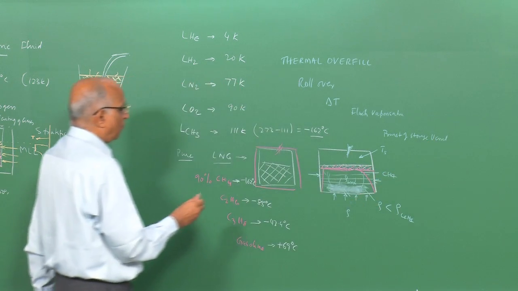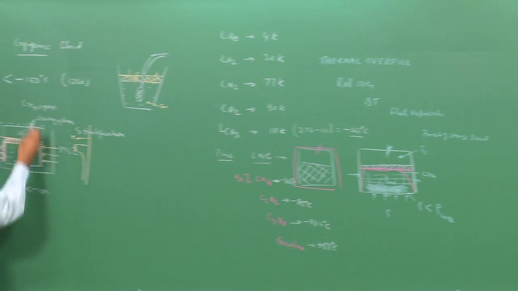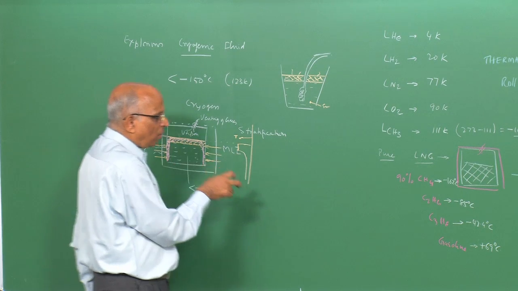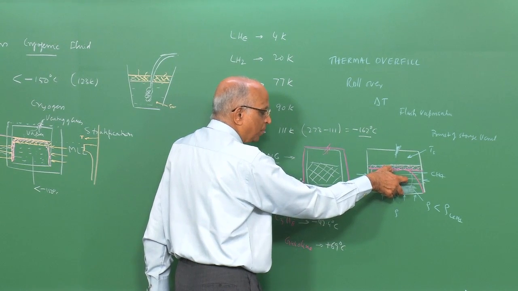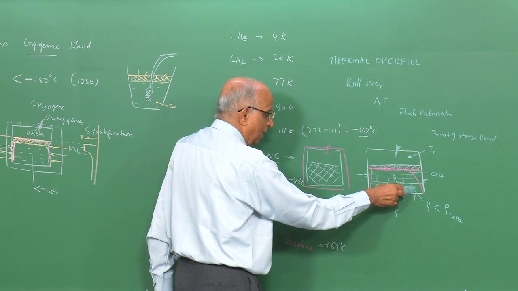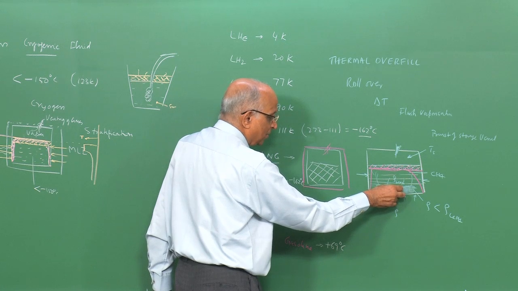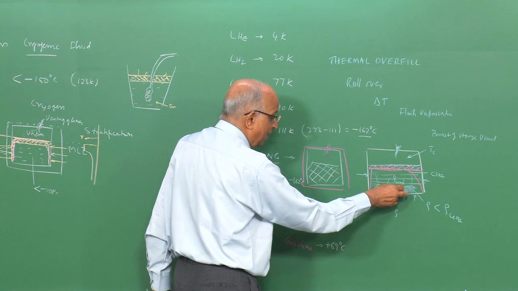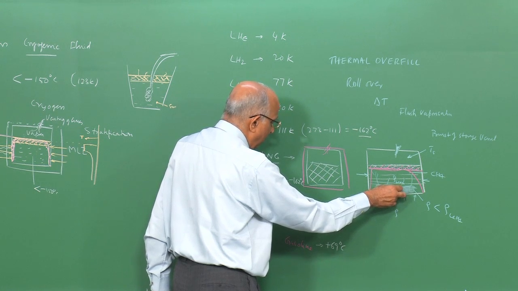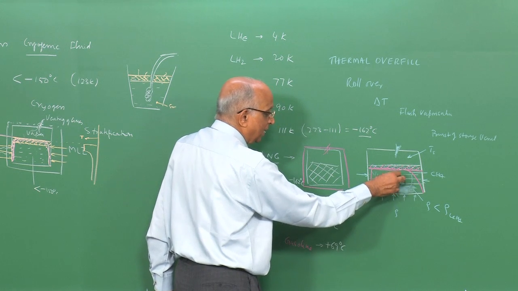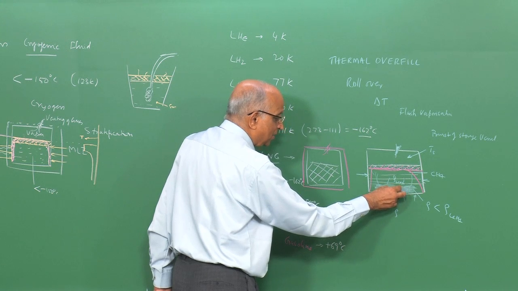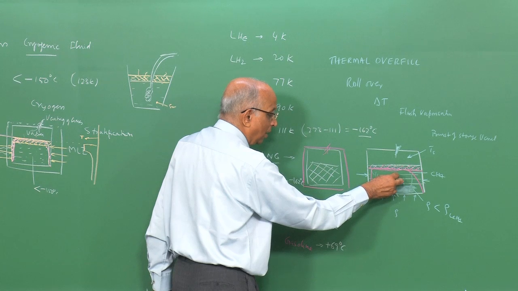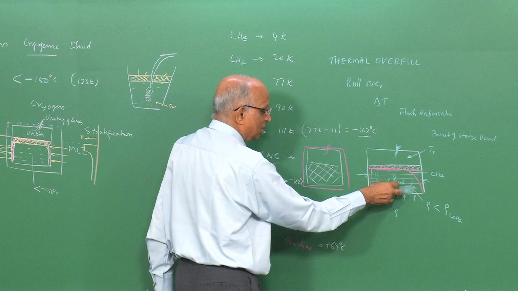Therefore, whenever we talk of explosions involving storage vessels holding cryogens, we talk of thermal overfill. That means the cryogen is not a pure cryogen. Maybe it contains some other substances which are relatively denser, and they can get heated to a larger temperature before that density matches with the layer above it. And all of a sudden, when it gets heated to a level wherein its density becomes equal or less than this, well, it rises up. We call this thermal overfill.